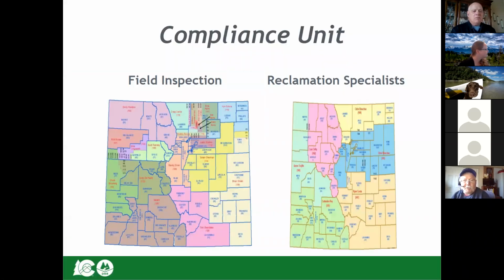So the compliance unit, we have really two sides, field inspection and the reclamation specialist group. The easiest way to think about that is the reclamation is there at the beginning and the end, specifically thinking about stormwater, and the field inspectors are the operations people in the middle, although we're not precluded from doing inspections at any time with any of us. Next slide, please.